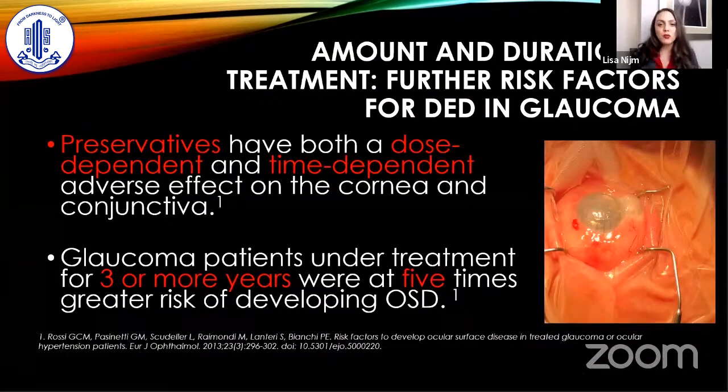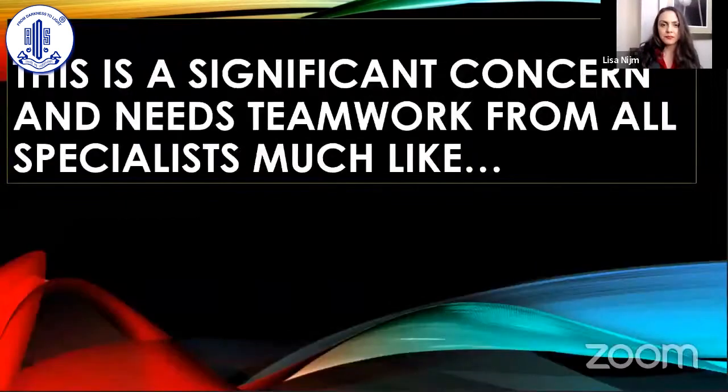The amount and duration of treatment offer further risk factors for dry eye disease in glaucoma patients. We know that preservatives have both a dose-dependent and time-dependent adverse effect on the cornea and the conjunctiva. The effects of BAK have been well marked in the literature. And in fact, there's some data out of an IOBS study from a few years ago showing that BAK may preferentially affect the cells in glaucoma patients because of their genetic markers. We know that glaucoma patients under treatment for 3 or more years were 5 times at a greater risk of developing ocular surface disease.